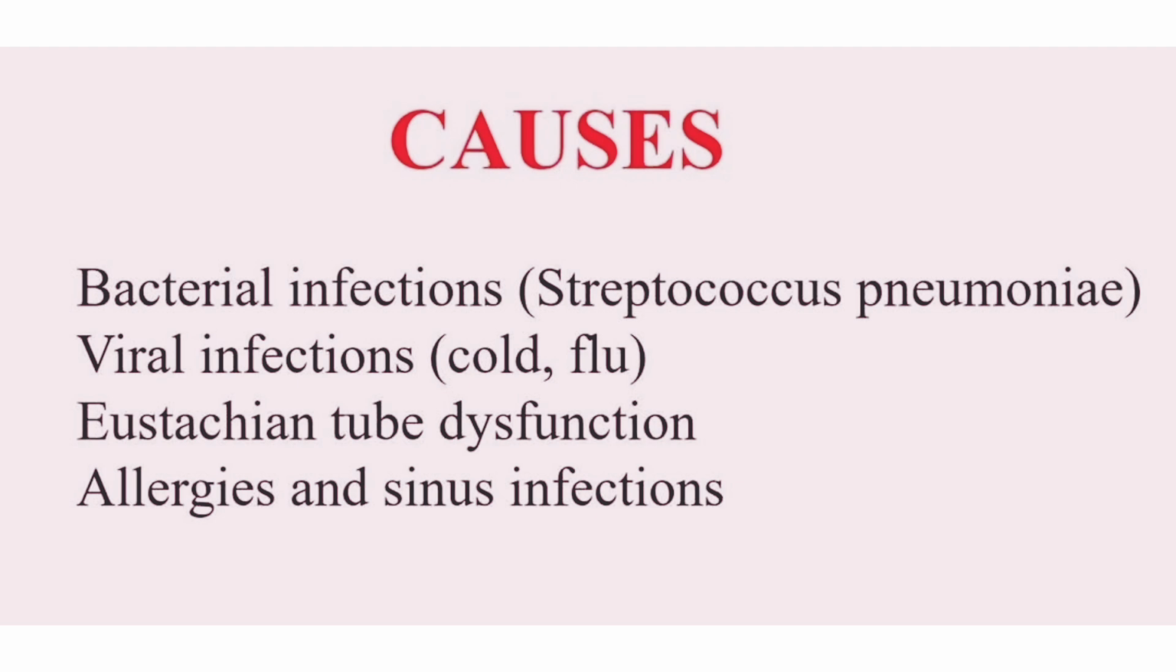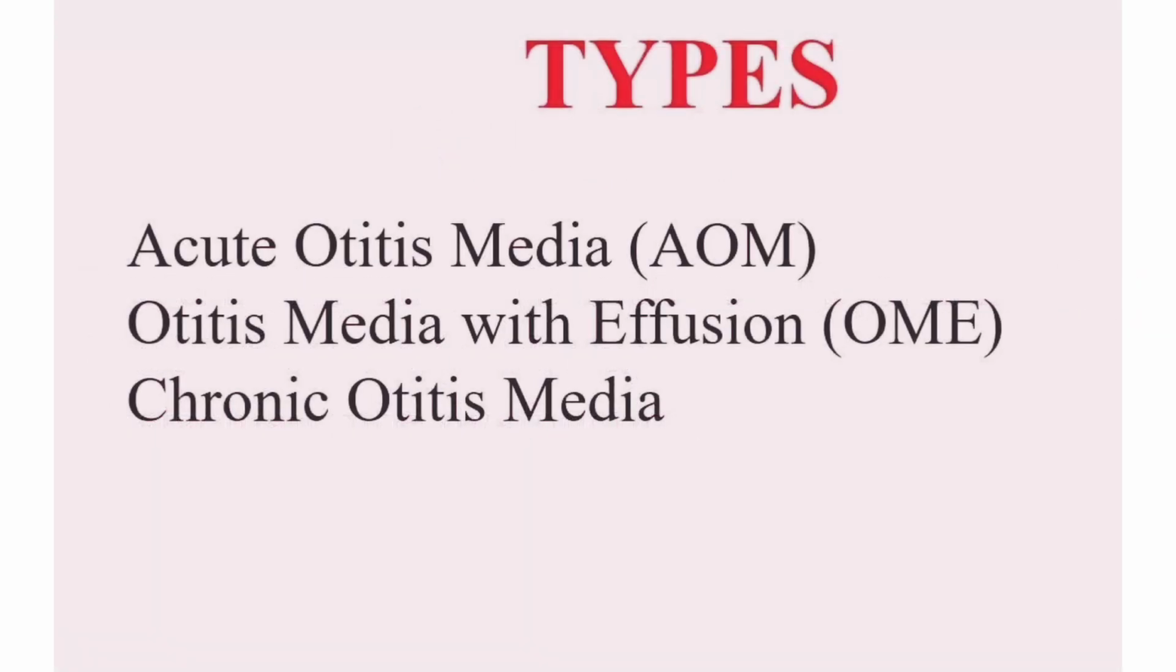Number 3 is allergies. Allergies can cause nasal congestion and swelling, which can affect the Eustachian tube and increase the risk of otitis media. Number 4 cause is cold or sinus infections. Respiratory infections can spread to the middle ear and cause otitis media. Now let me move forward towards the third slide, that is the types of otitis media. There are several types of otitis media, including number 1 is acute otitis media.